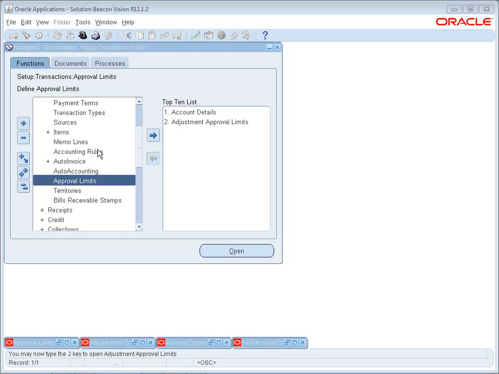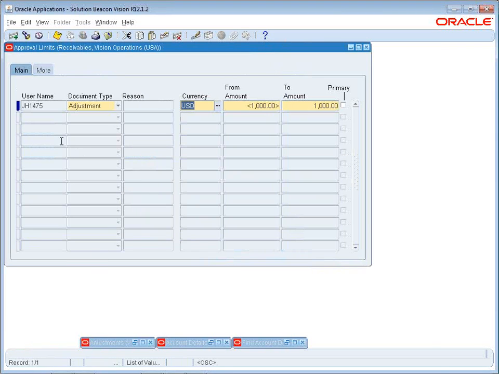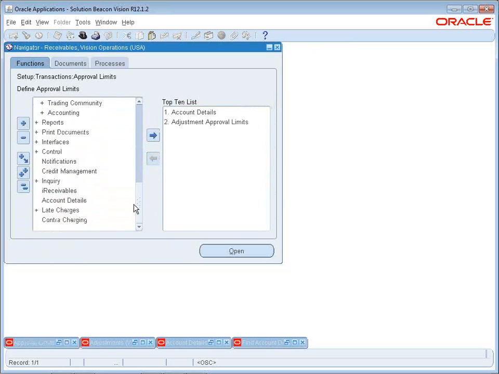So the system setup here, this is the receivables super user menu, but in this case it's labeled Receivables Vision Operations USA. And the place to get to the approval limits form is Setup, Approval Limits. I've got that open here. I'm logged in as my username JH1475, and I'm giving myself an adjustment, a negative adjustment or a positive adjustment from -$1,000 to $1,000. Adjustments are done, what I typically do, is through the account details form, which is at the bottom of this.